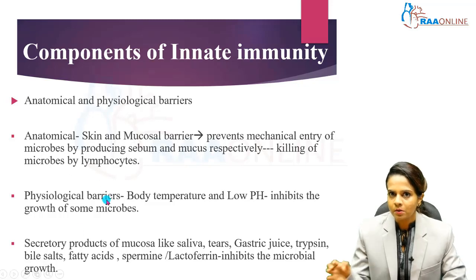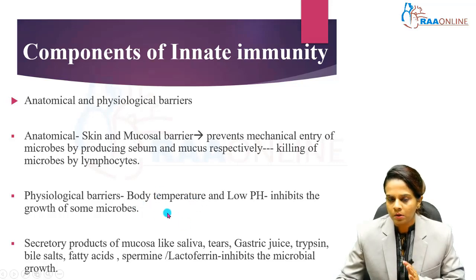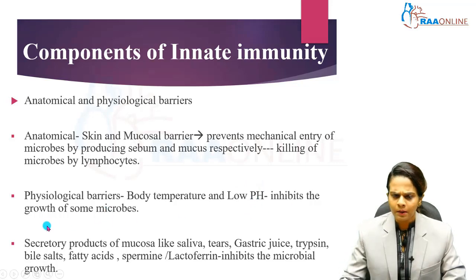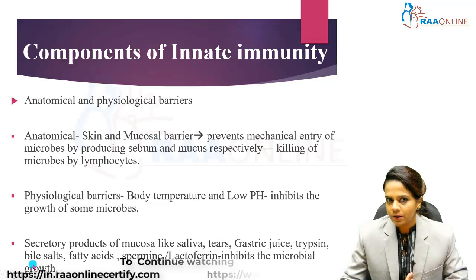Physiological barriers are another component of innate immunity, which include our normal body temperature. This inhibits growth of some microbes, whereas low pH, that is acidity, inhibits growth of most microbes. Other physiological barriers include secretory products of mucosa like saliva, which contains enzymes responsible for microbicidal action, and tears that contain lysozyme, and gastric juice, where the acid secretion kills most of the microbes, and trypsin and bile salts interfere with the cell membrane, and fatty acids, spermine and lactoferrin, all of which inhibit microbial growth.